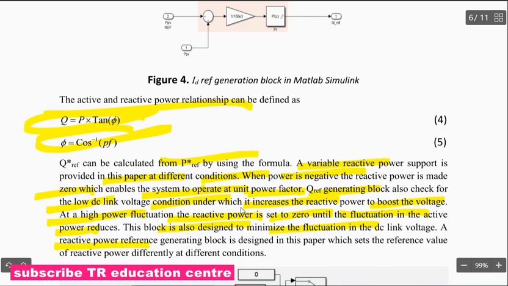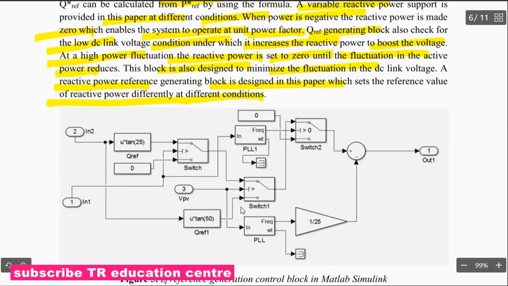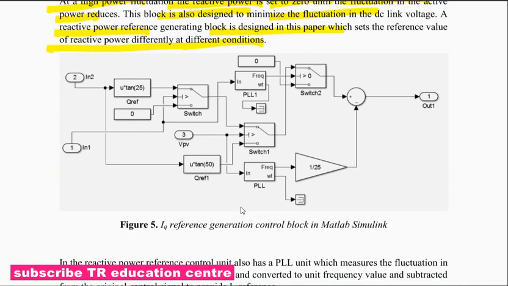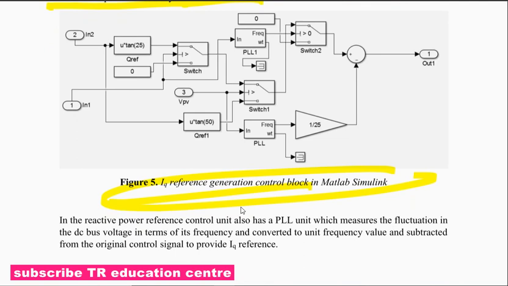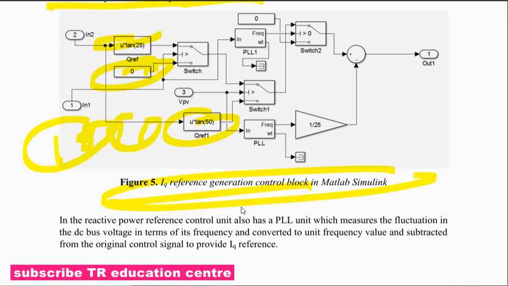A reactive power reference generating block is designed in this paper, which sets the reference value of the reactive power differently at different conditions. The IQ reference generation control blocks in MATLAB simulation. There is an IQ reference generation. Q reference is given 0, and there is tan angle 50 and tan angle 25. Between the angle 18 degrees and 71 degrees we can choose the angle for the reactive power control algorithm.